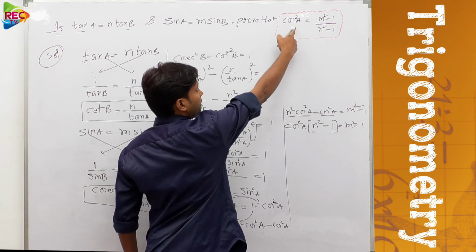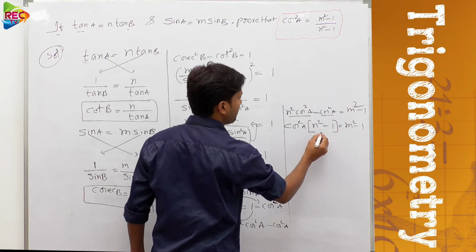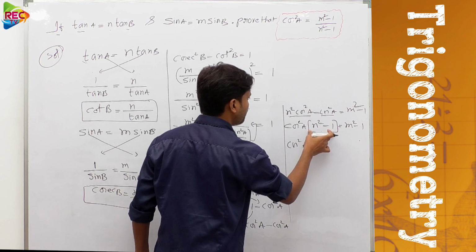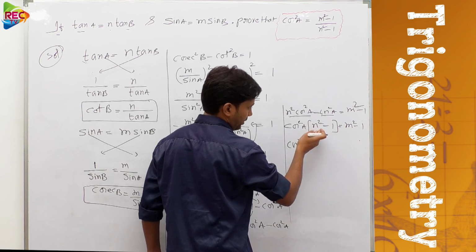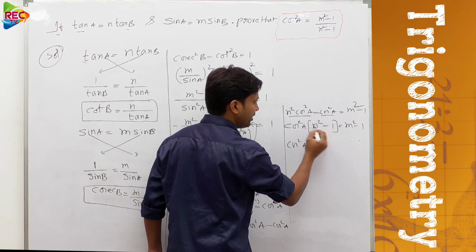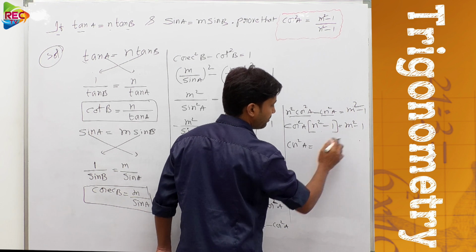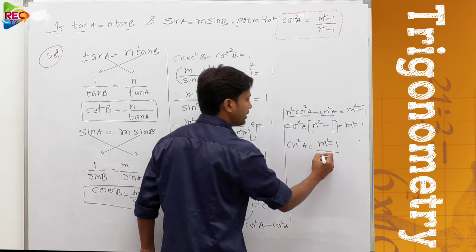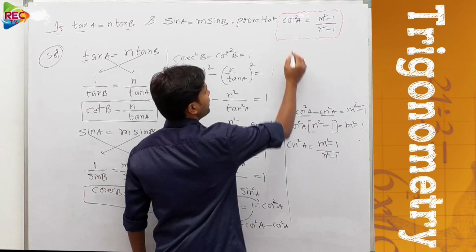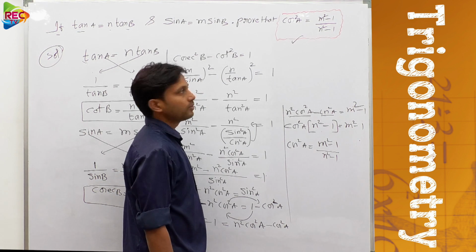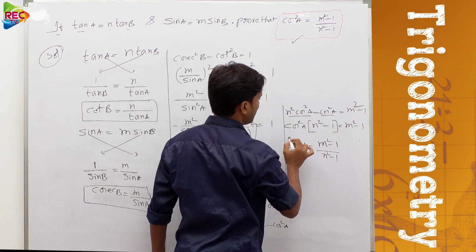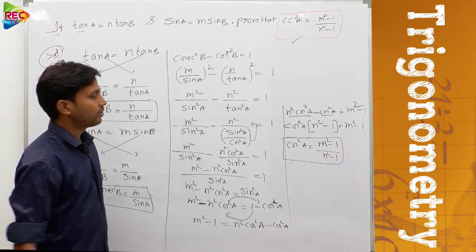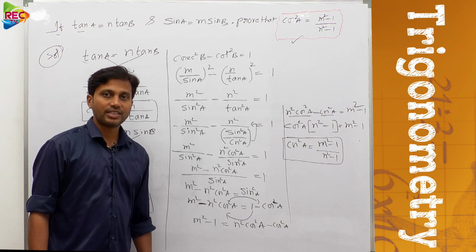Now we need to find out the value of cos square A. So then please send this to the other side. So cos square A equal to... if you want to send this to the other side, this is multiplying here, on going that side it will divide, means it comes under the denominator. So m square minus 1 by n square minus 1. I think we obtained our required condition, which we needed to get here, okay. So this is our needed condition: cos square A equal to m square minus 1 by n square minus 1.